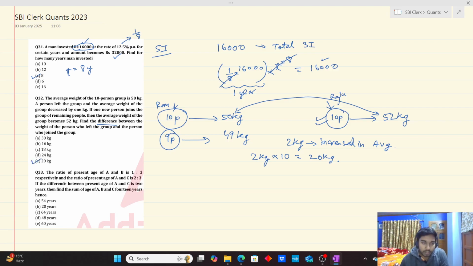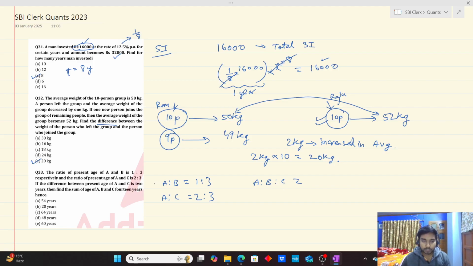Next question. The ratio of present age of A and B is 1:3 respectively. So present age A is to B is 1:3, and the ratio of the present age of A and C is 2:3, right? Then what is the ratio of A is to B is to C?